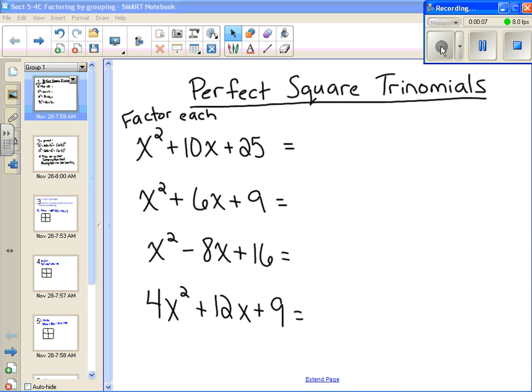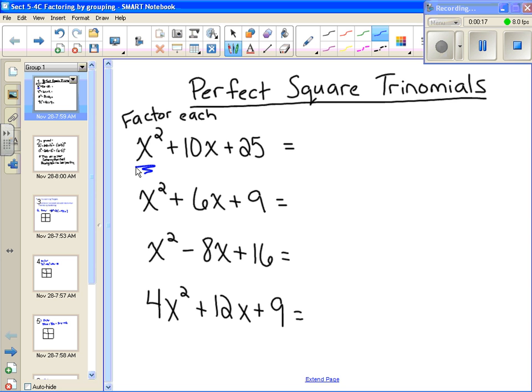All right, so these are perfect square trinomials, and when you have a perfect square trinomial, one of the things you'll notice is the first term is a perfect square, and the last term is a perfect square. And so when you work this out, you can actually do it with a box and a diamond problem, or a shortcut is to say the answer is going to be (x + 5) squared, because the square root of x squared is x, the square root of 25 is 5.